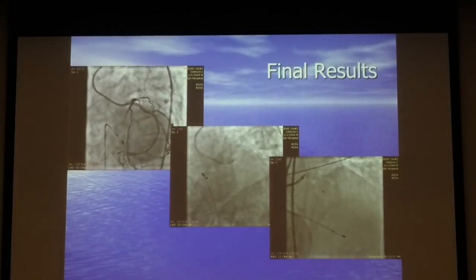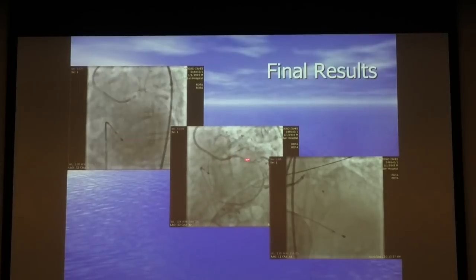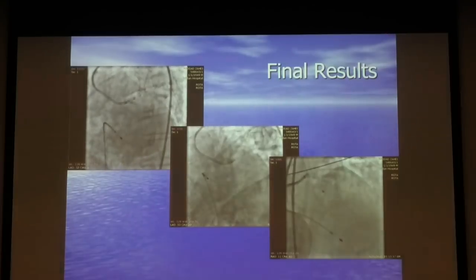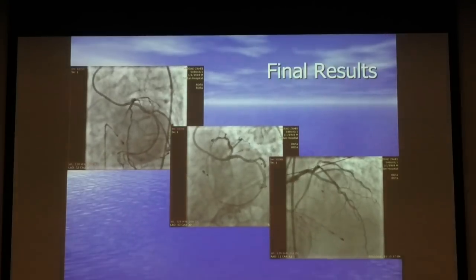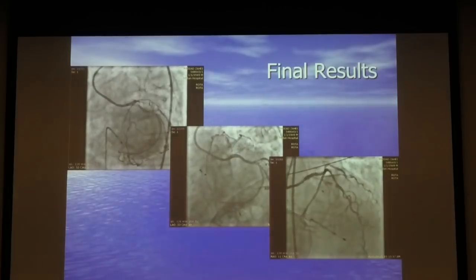Proper sizing, proper inflation. We did not use a two-stent strategy. We avoided a stent into the LAD. There's no point in putting one in. So this is one example. You can end up putting a stent from the left main to the circumflex and just ballooning the LAD. It doesn't always have to be a stent.